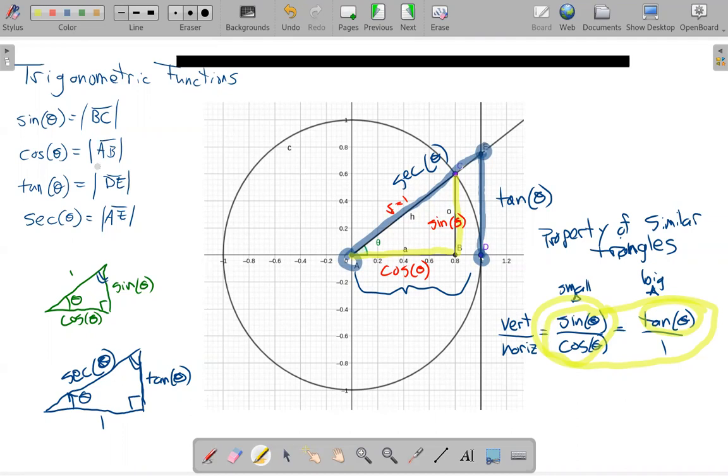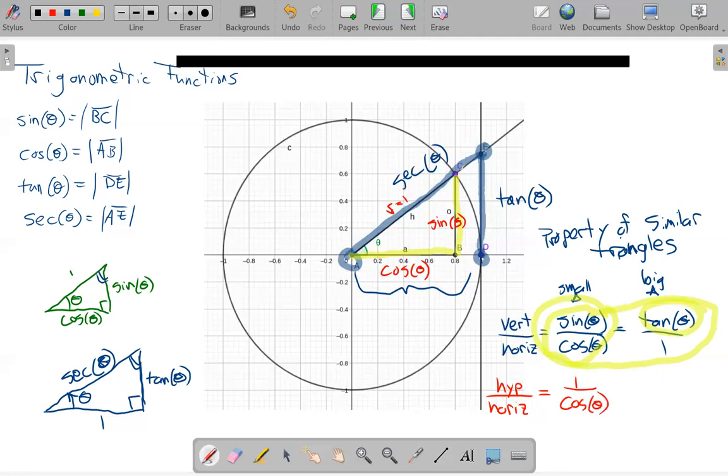To investigate the claim about the secant, the ratio I'm going to choose is the hypotenuse divided by the horizontal part. So I'm going to take the ratio of the hypotenuse divided by the horizontal component of each of these triangles. And we'll do the small one first. The hypotenuse is 1, the horizontal is cosine. So the ratio on the small triangle is 1 over the cosine of theta.